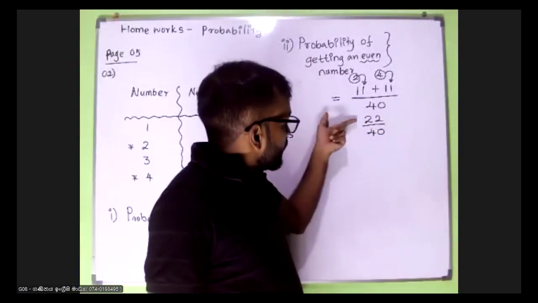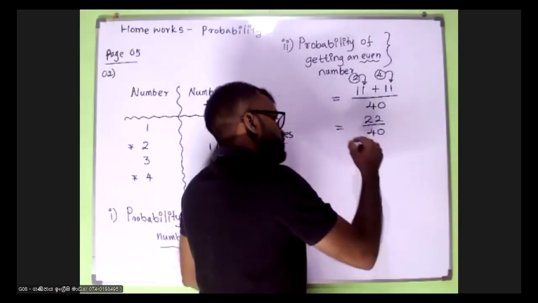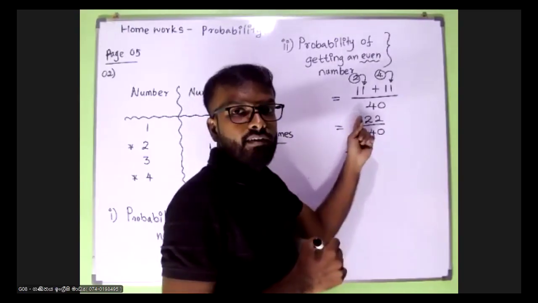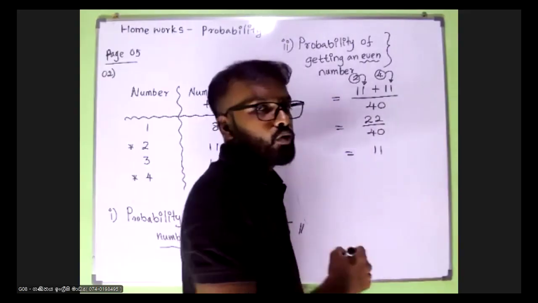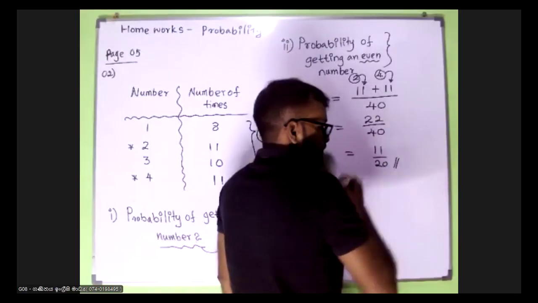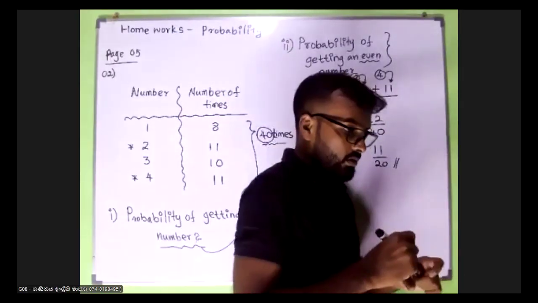Now here, 22 upon 40. So you can simplify it by using 2. 22 divided by 2 is 11. 40 divided by 2 is 20. So this should be your final answer. Right? Got it?